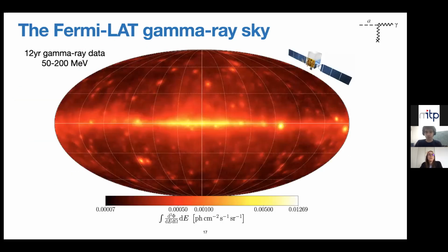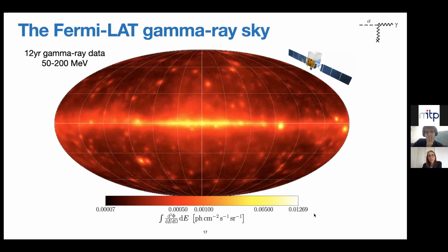In the Fermi-LAT data, the large area telescope aboard the Fermi satellite, which has been taking data since 2008, it has great precision and great angular resolution to resolve point sources and other types of contributions.